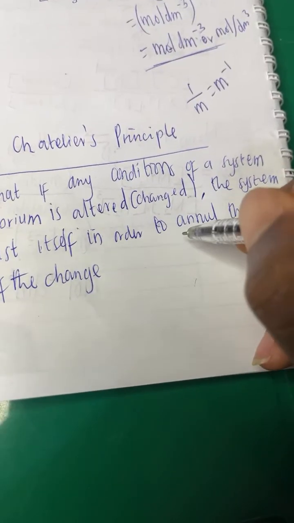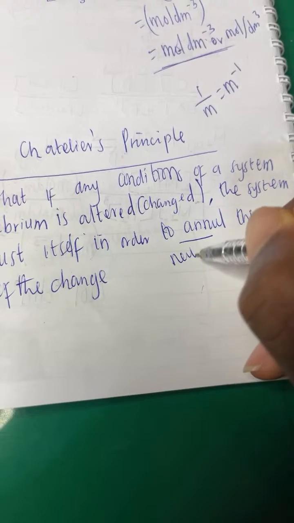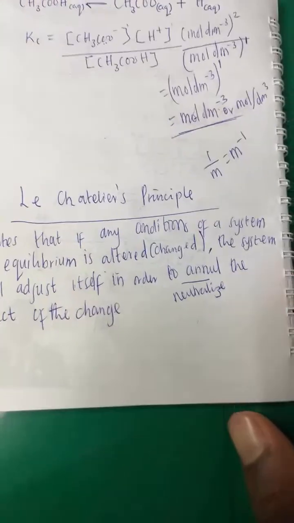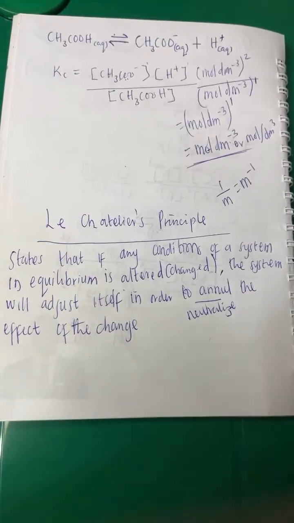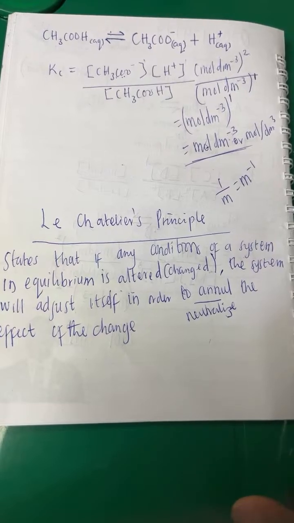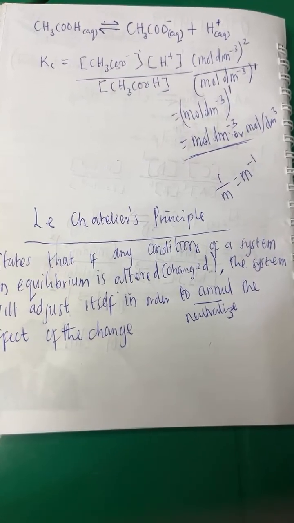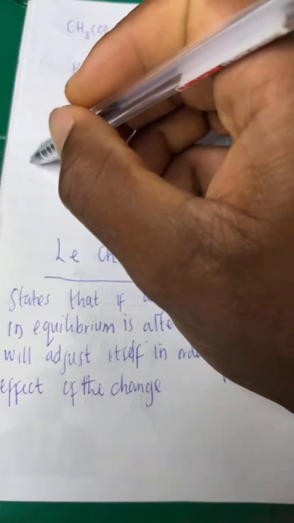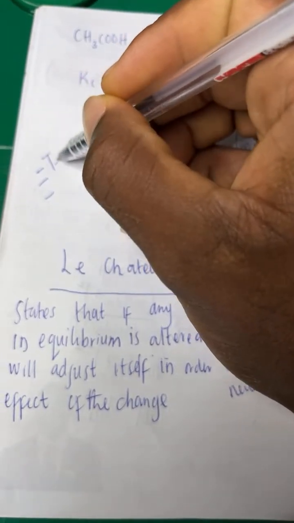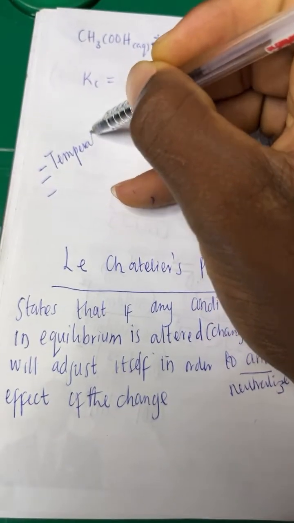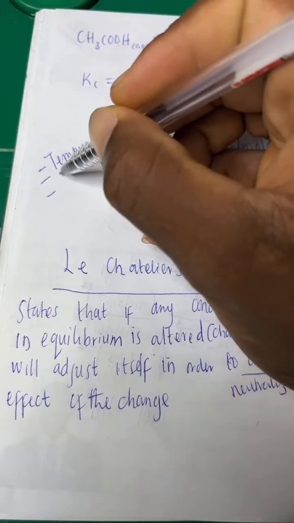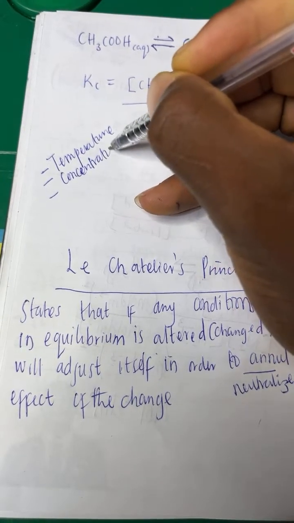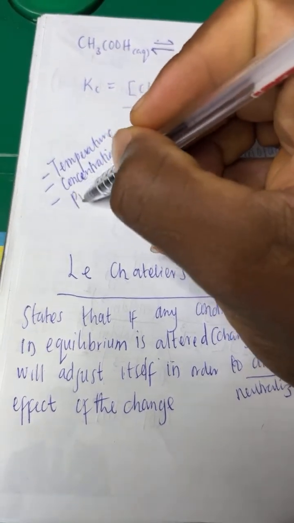You can decide to represent it with, let's say, neutralize. That's what Le Chatelier said. Le Chatelier said that if any of the conditions of a system in equilibrium is altered, right? A system that is in equilibrium. Let me give you the conditions that can be altered. The temperature can be altered. The concentration can be altered. Even the pressure can be altered.